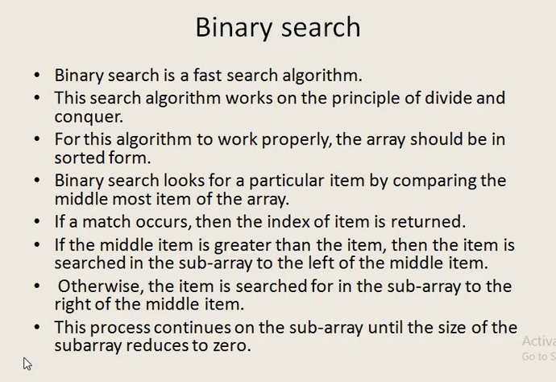Otherwise, the item is searched for in the subarray to the right of the middle term. That is, if the middle term is less than the item that we are searching for, then clearly the element we are searching for lies towards the right side of the middle term. Then searching is to be performed only in that particular part. So this is how the binary search algorithm works.